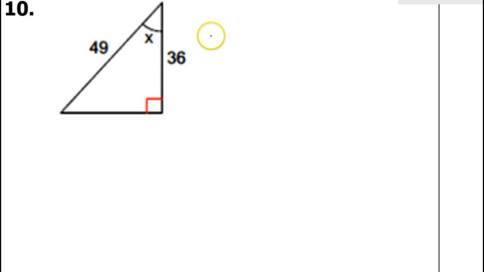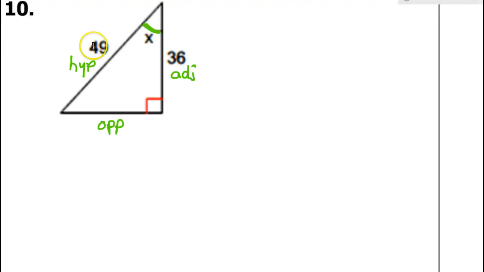First thing you should do is label all of the sides, starting with the hypotenuse. So this is the hypotenuse. Now we have to decide what angle we're going to look at. We're going to look at this angle since that's what we need to find. That makes this the adjacent leg because it's right next to the angle, and that makes this the opposite leg because it's across from the angle.